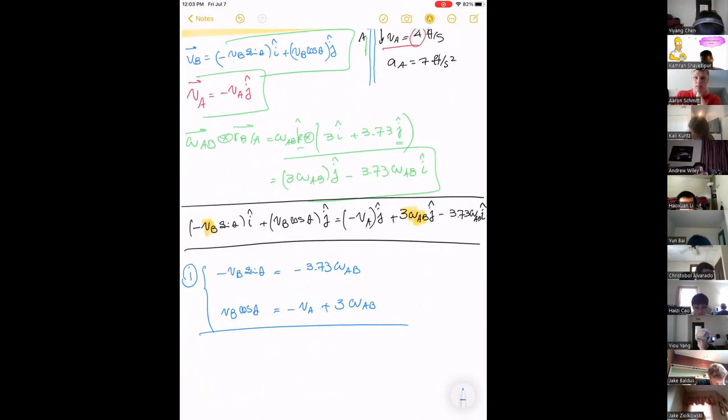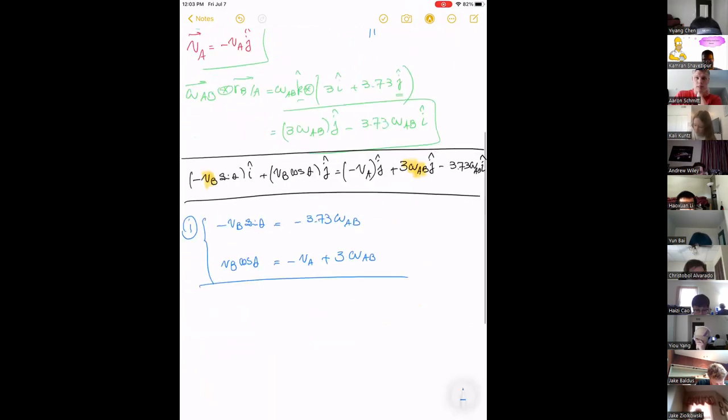So if you solve that, I'm just going to give you the final numbers because this is just very simple math. VB is going to be 20.39 feet per second. And omega AB, excuse me, it's going to be a positive 4.73 radian per second.